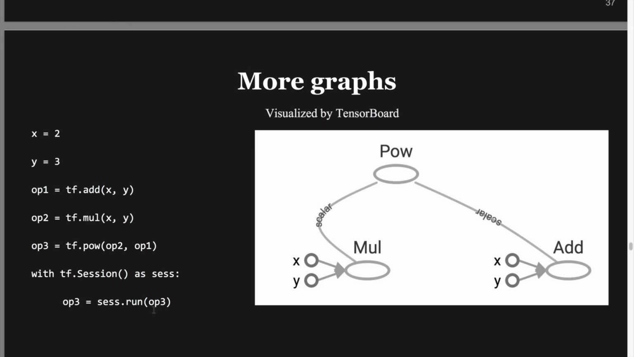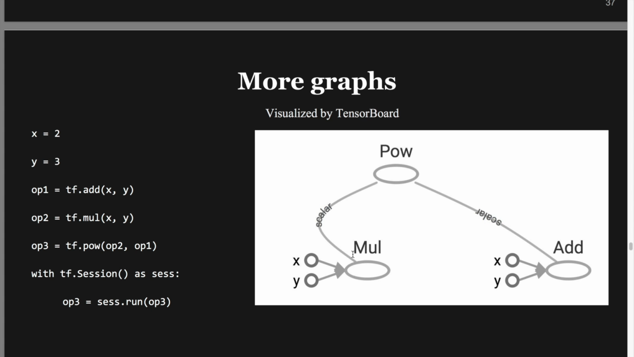Now, as soon as we try to run op3, which in this case is the power, TensorFlow knows that it needs mul, and for mul it will need x and y, so it calculates op2. It also needs op1, which is tf.add of x, y, so it calculates the value of x plus y using this add node. And now, when it has these two nodes, it calculates tf.pow of op2, op1.